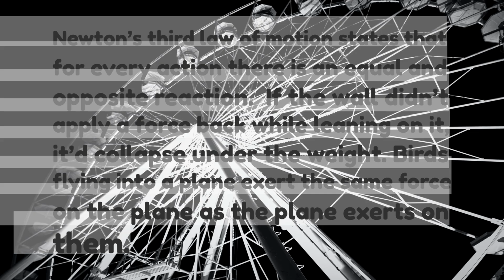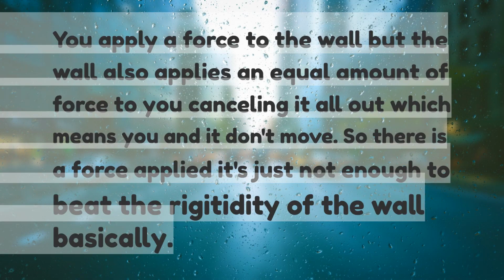Newton's third law of motion states that for every action there is an equal and opposite reaction. If the wall didn't apply a force back while leaning on it, it'd collapse under the weight. Birds flying into a plane exert the same force on the plane as the plane exerts on them. You apply a force to the wall, but the wall also applies an equal amount of force to you, cancelling it all out, which means you and it don't move. So there is a force applied, it's just not enough to beat the rigidity of the wall basically.